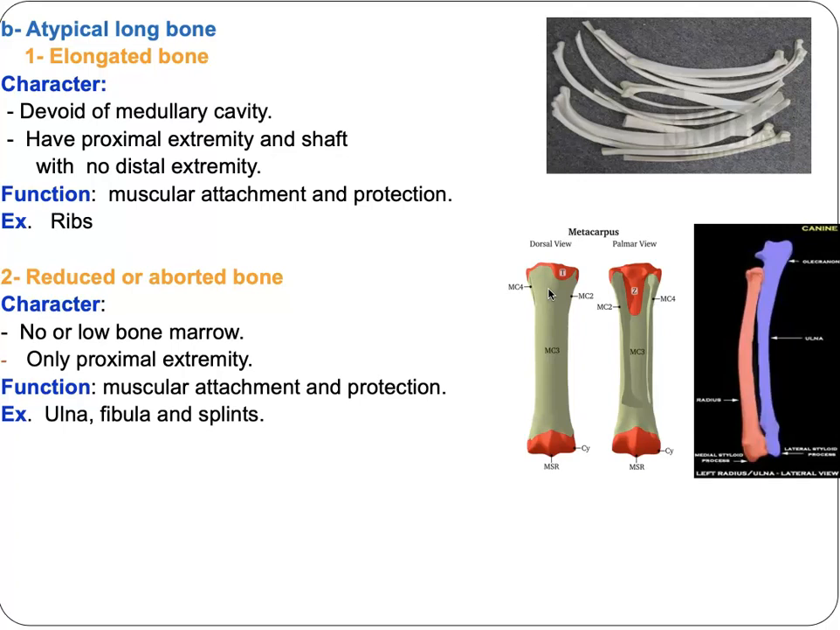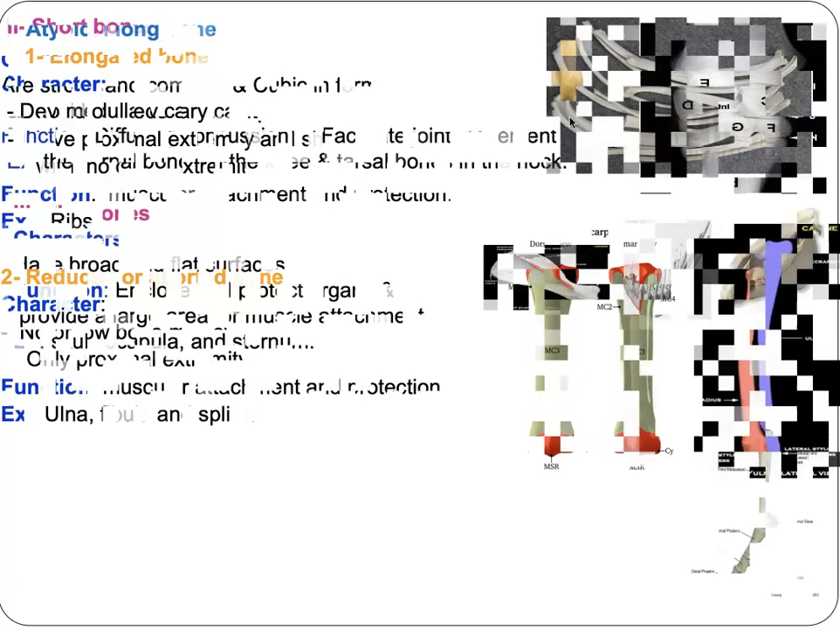For atypical long bone, we have elongated bone and reduced bone. Elongated bone, such as the ribs, has no medullary cavity and has only a proximal extremity. The ribs are important for muscular attachment and for supporting the thorax. The second one, reduced or aborted bone, has little or no bone marrow and only a proximal extremity, such as the ulna, fibula, and splint bones, like the second and fourth metacarpal bones or the second and fourth metatarsal bones. These bones are important for muscular attachment.